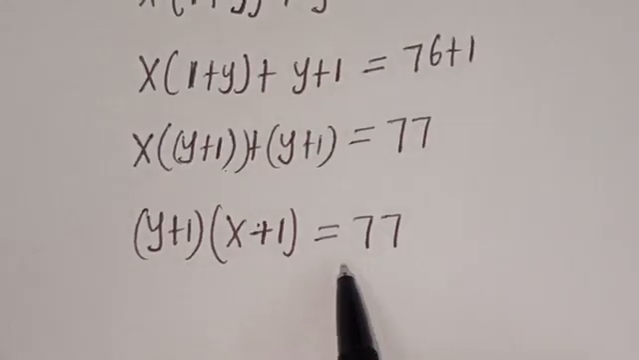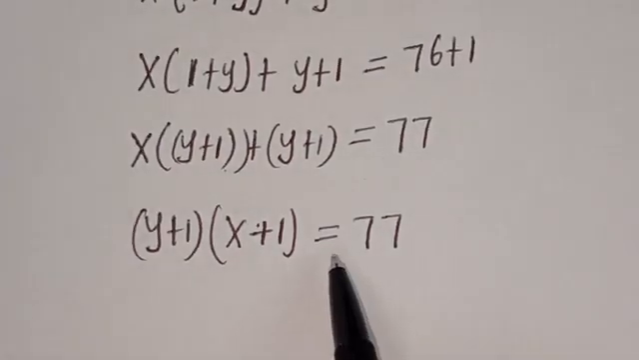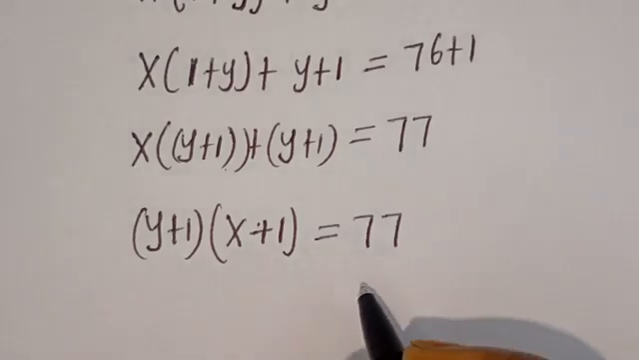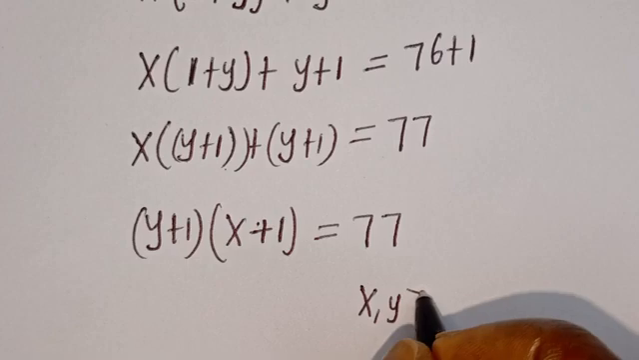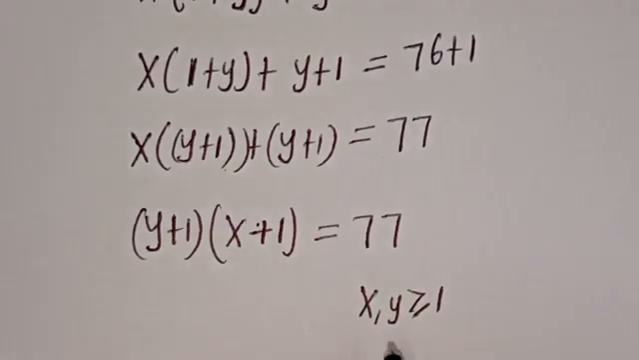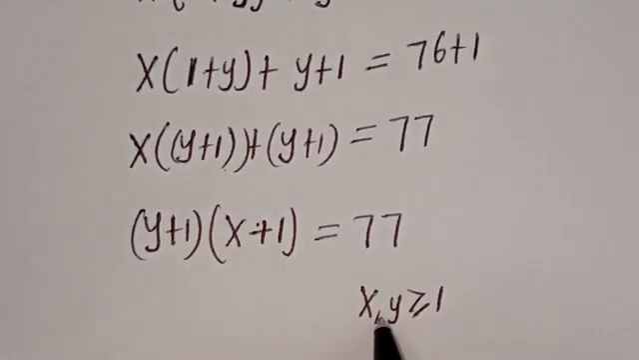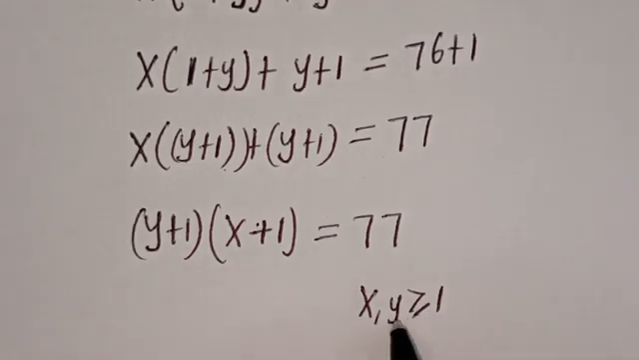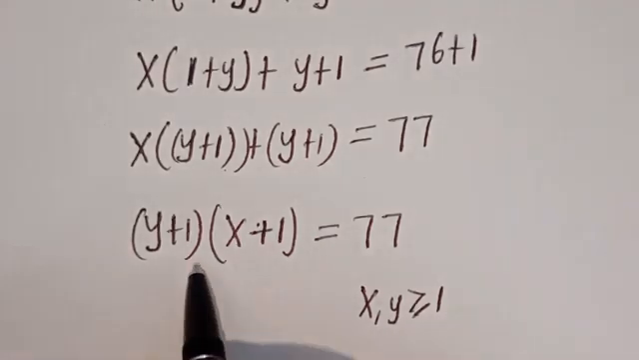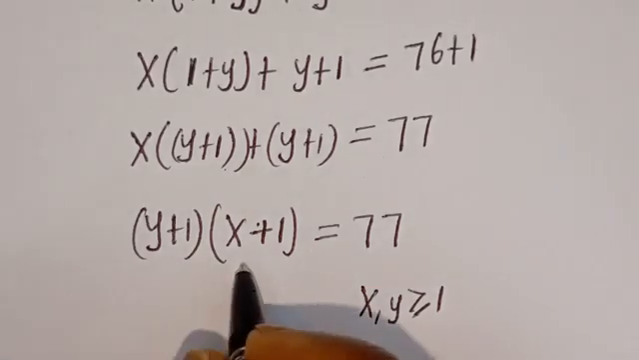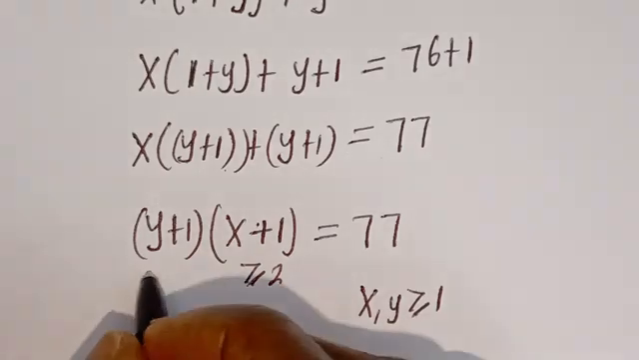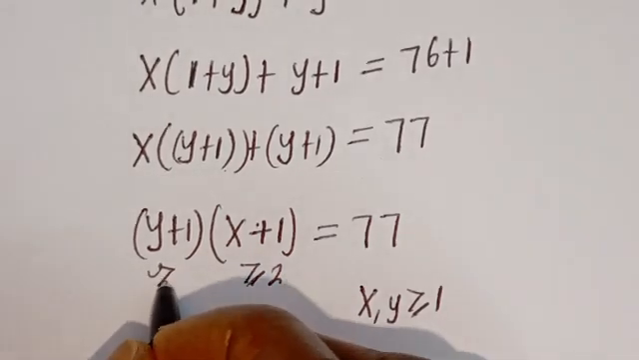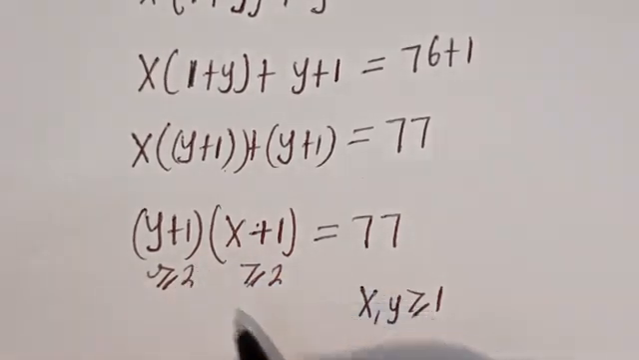Then here we say x and y are positive integers, so this has to follow the rule of x, y is greater than or equal to 1. And if x and y is greater than or equal to 1, therefore if you add 1 to x, this is going to be greater than or equal to 2, and if you add 1 to y, this is going to be greater than or equal to 2.